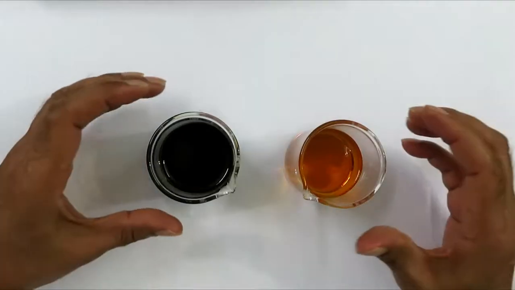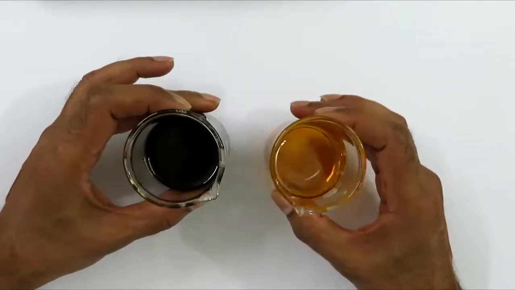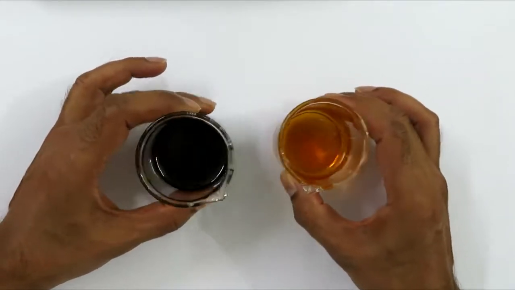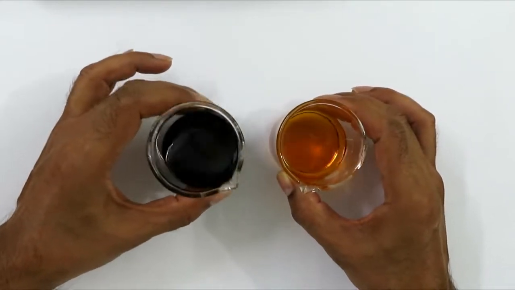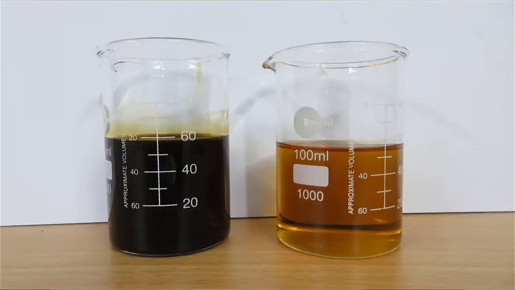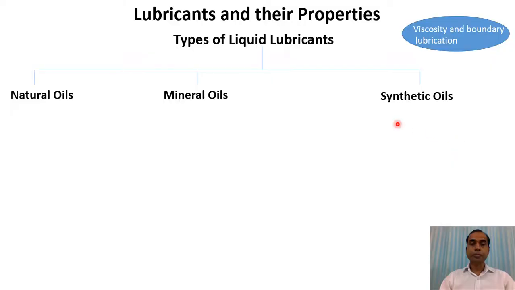Before I talk about lubricants, let me introduce to you these two types of oil. You see, one is slightly clear and less viscous, and another one is quite dark and slightly viscous. I would like you to think about what is the difference between these two oils. They are actually the same oil but under two different situations. At the end of the video, I will tell you what the difference between these two oils is.